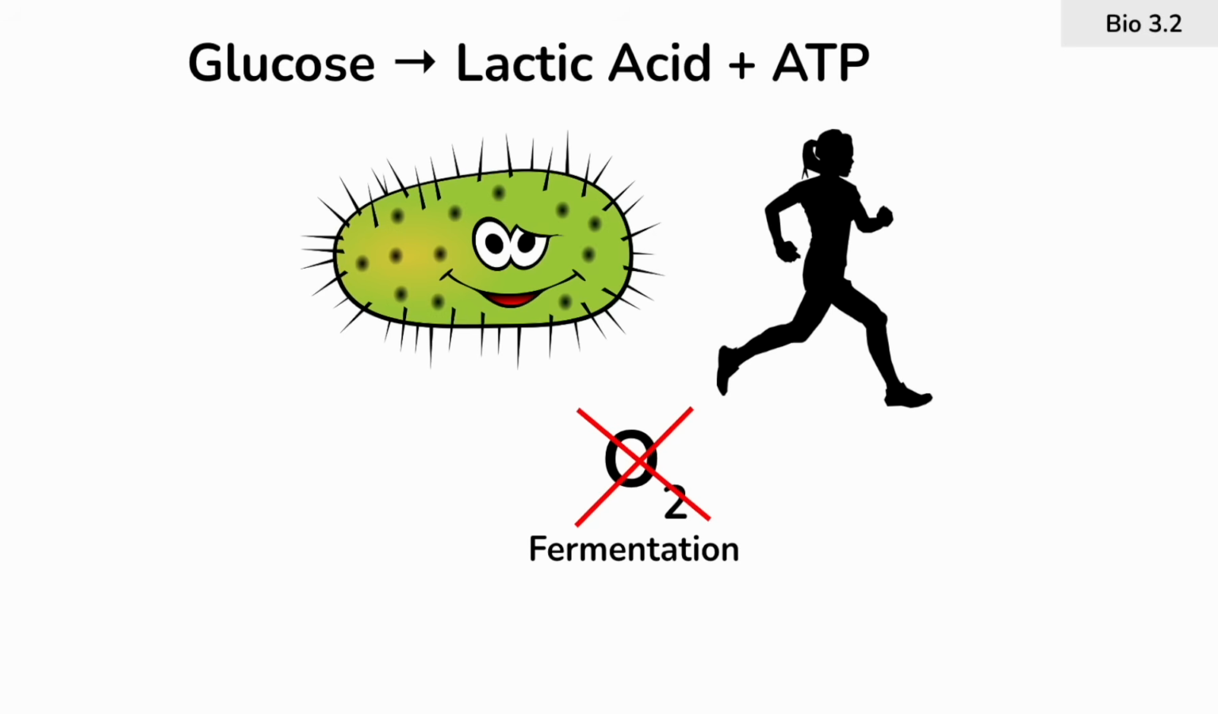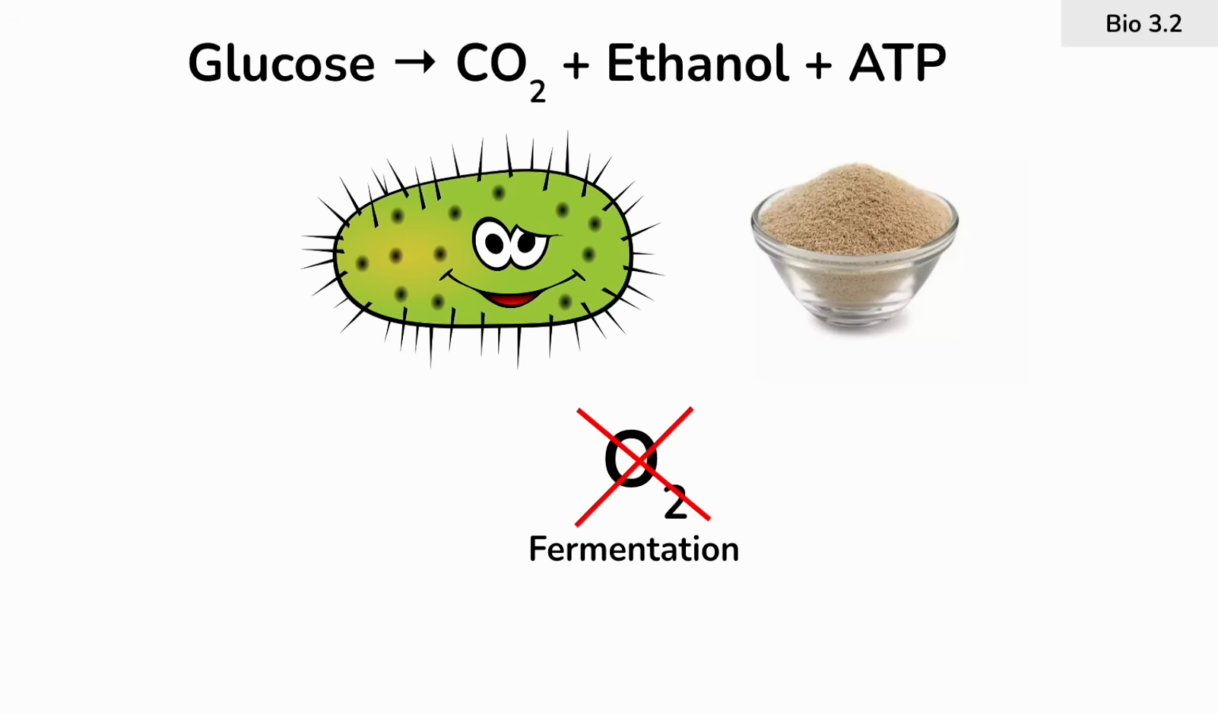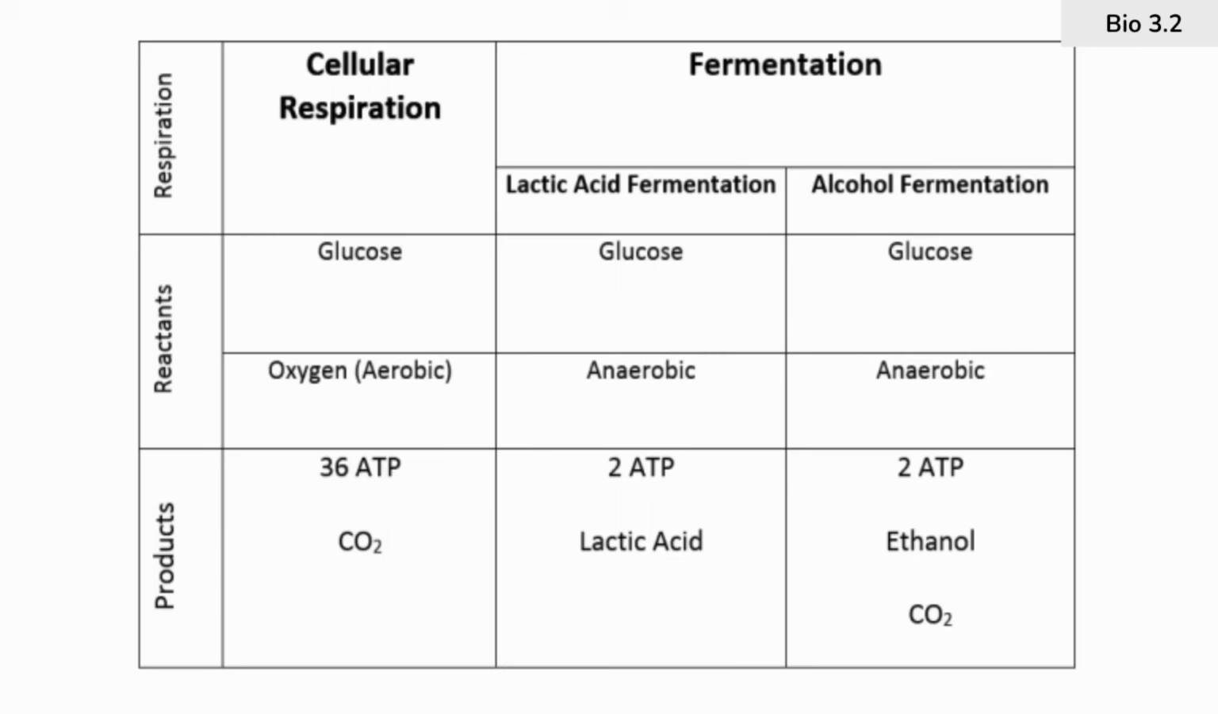Now, one type of fermentation is going to be lactic acid fermentation, where glucose can be broken down to generate lactic acid as a byproduct along with ATP. There's also alcoholic fermentation, where glucose is broken down to generate carbon dioxide, ethanol, which is a form of alcohol, and ATP energy. Here's a quick chart comparing the different processes, so if you'd like to pause and write this down for your study materials, you can.